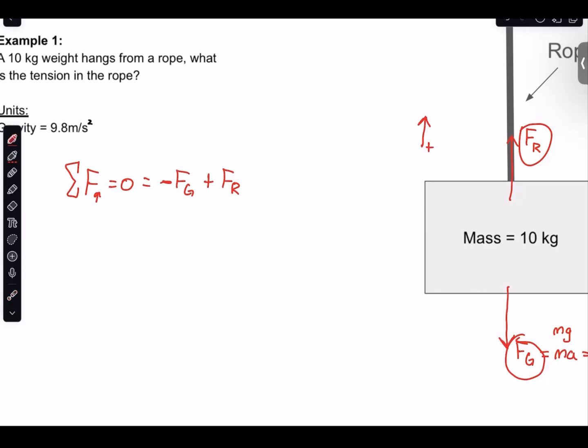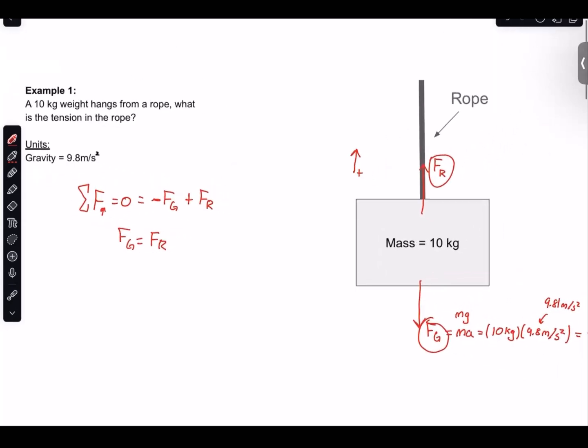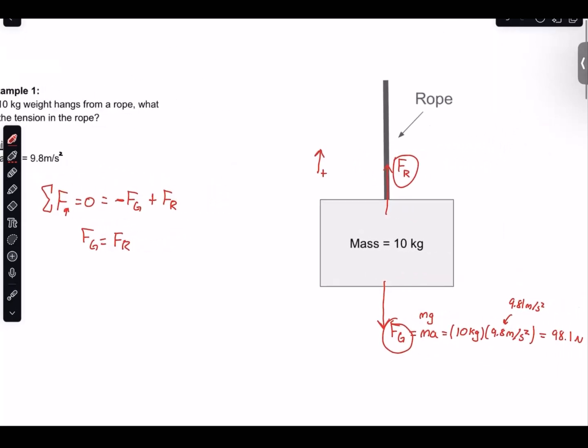Let's simplify this equation a little bit more. With basic algebra, we can now say that force of gravity equals force of the rope. And we already solved for force of gravity over here on the right side. Force of gravity is 98.1 newtons, which equals the force of the rope.